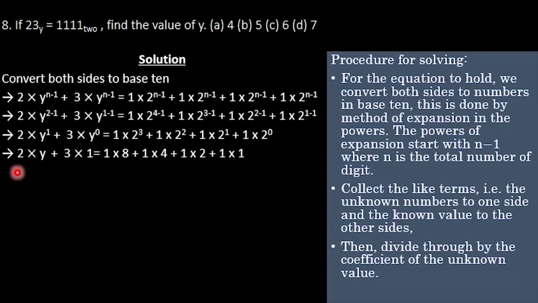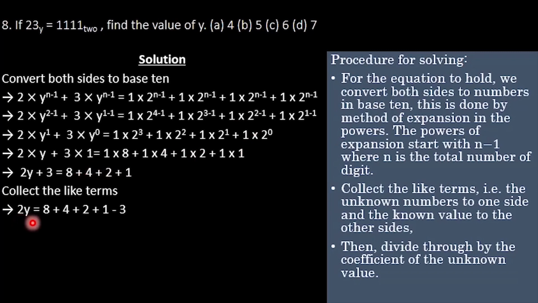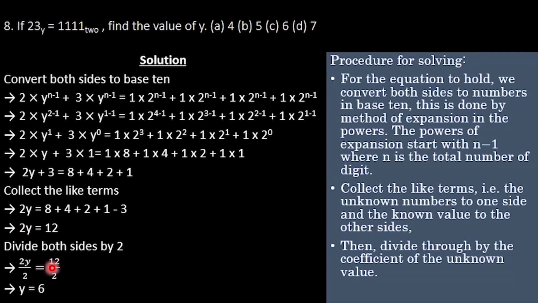After that we multiply. 2 times y we have 2y, 3 times 1 we have 3, 1 times 8 is 8, 1 times 4 is 4, 1 times 2 is 2, 1 times 1 is 1. Now the next step is to collect the like terms. 2y is equals to 8 plus 4 plus 2 plus 1. When we carry this plus 3 to the other side, we have minus 3. Then we have 2y is equals to 12. The next step is to divide both sides by 2. 12 divided by 2, we have 6.